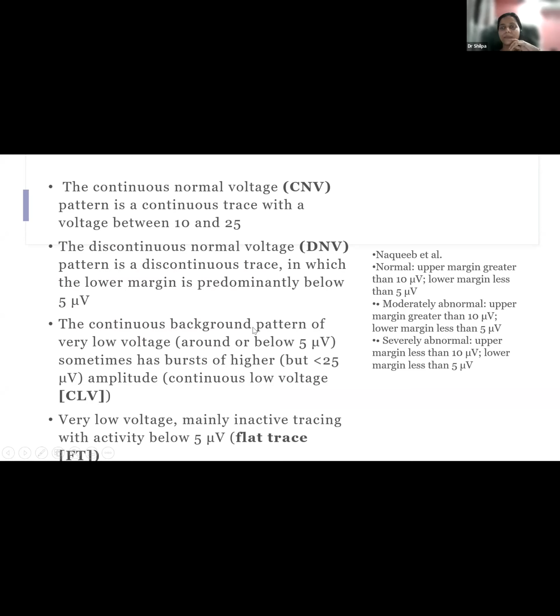This interpretation is important to assess the background neurological function of the baby, and specifically in case of HIE, it's very important to assess the background.